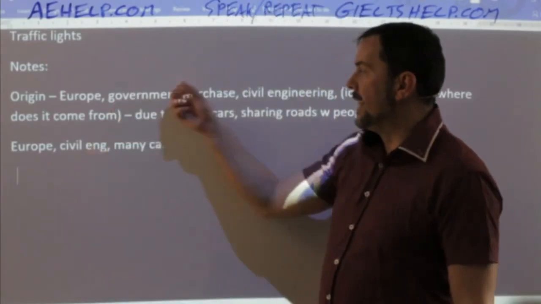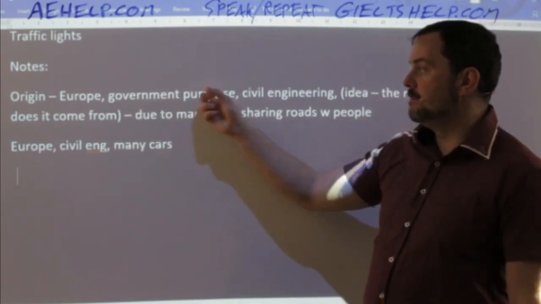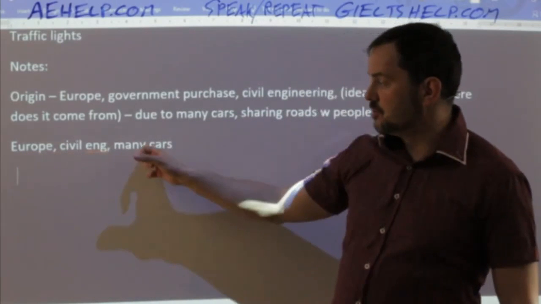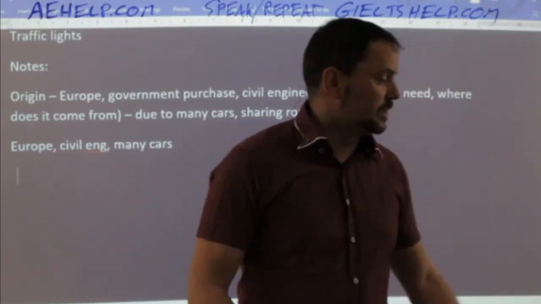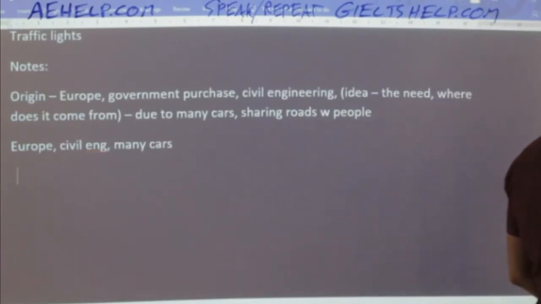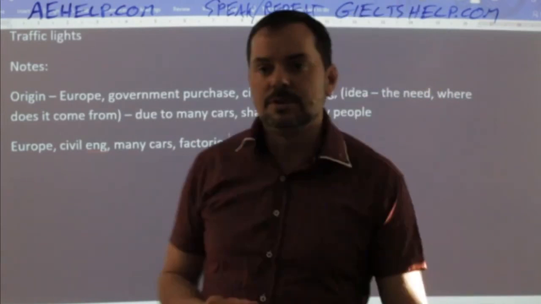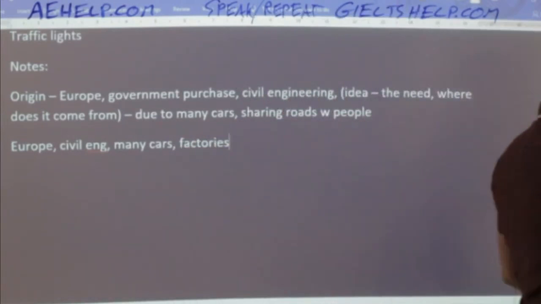So you would never write all of this. It's way too much time. All you would write is something like this: Europe, civil eng, many cars, factories, okay? Maybe something like that. That's where they come from, okay? Somewhere in the world. So something like that would be my notes for origin. Okay, and then appearance.